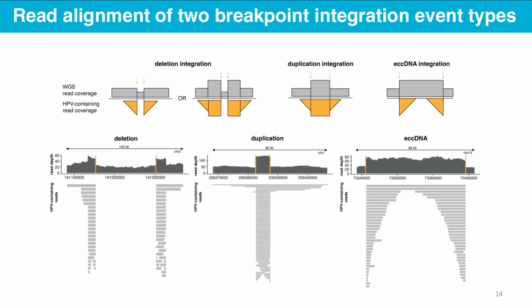And this contrasts to the eccDNA integration, where, like the duplication, you have an increase of read coverage between the two breakpoints. But these HPV-containing reads do not appear outside the two breakpoints. So they're contained within it. And that makes sense because you are getting this entire region excised from the genome, and so the reads would not ever move outside these two breakpoints.